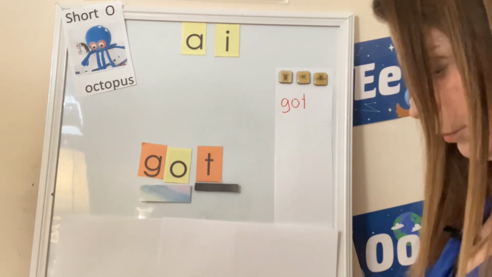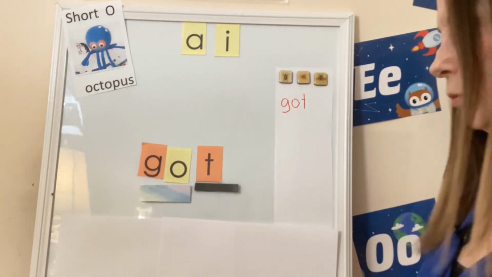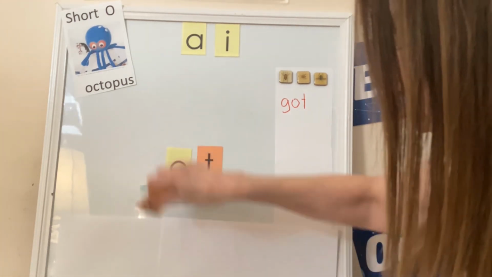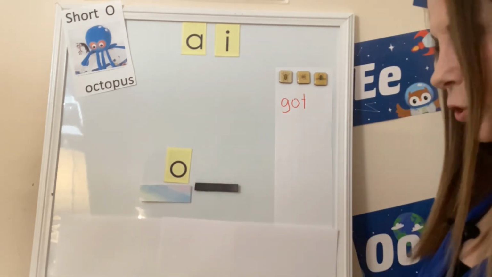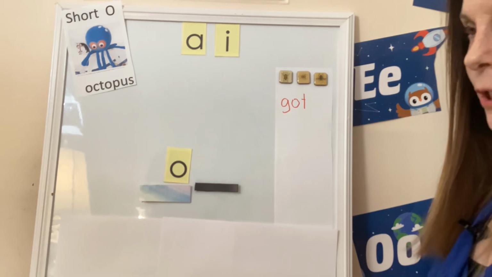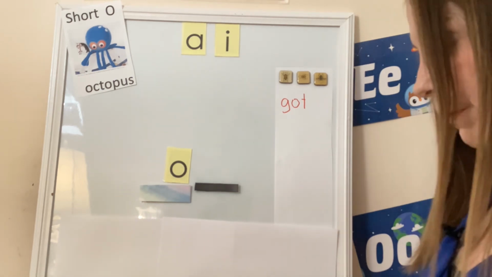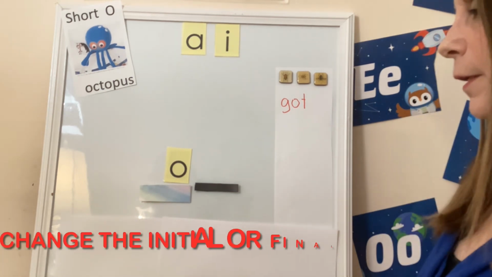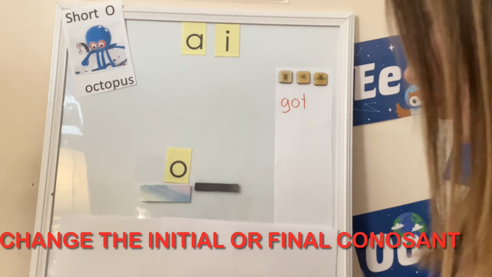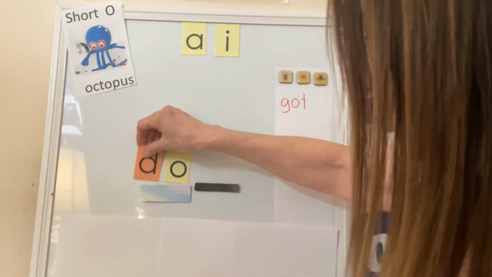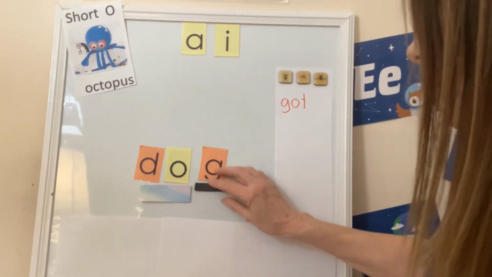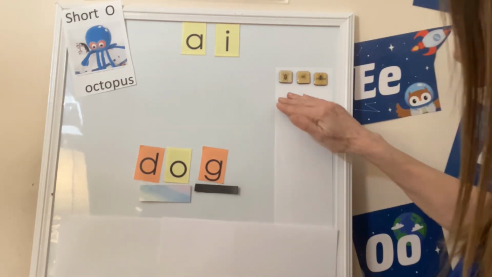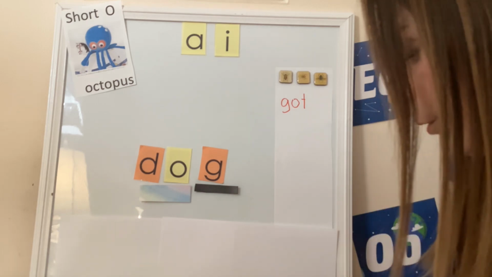Okay, the next thing we're going to do is a little more difficult. We are going to work with the short O and change either the initial or final consonant. So initial consonant or final consonant. So I'm going to start with the word dog. Again, have them read it. Help them out if they can't. And again, you can keep listing these words as you work with them.